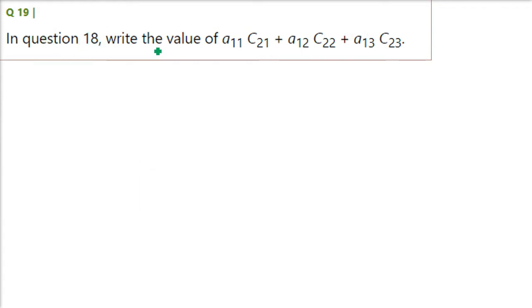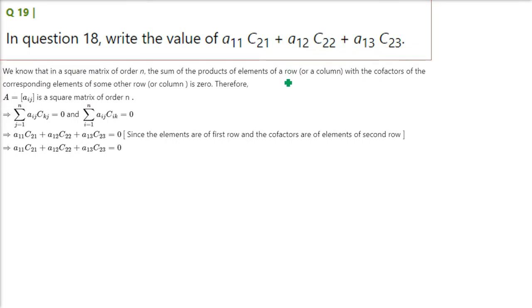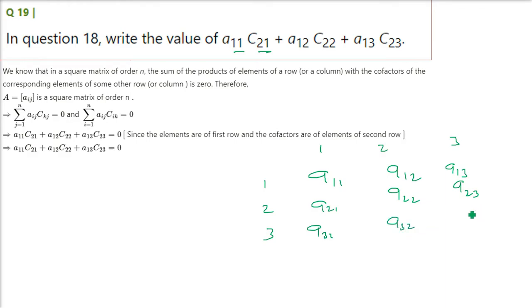In question 18, write the value of A11 C21, A12 C22, A13 C23. Remember, we talked about A11 C11, A12 C12, A13 C13. But here, the cofactor is not corresponding to the value. So we already know that if we are talking about a square matrix of order n, the sum of the products of elements of a row or a column with the cofactors of the corresponding elements of some other row or column is 0. That is, we are taking the value, but we are not taking the cofactor of that value. We are taking the cofactor of some other row or column. Then the value will be 0.